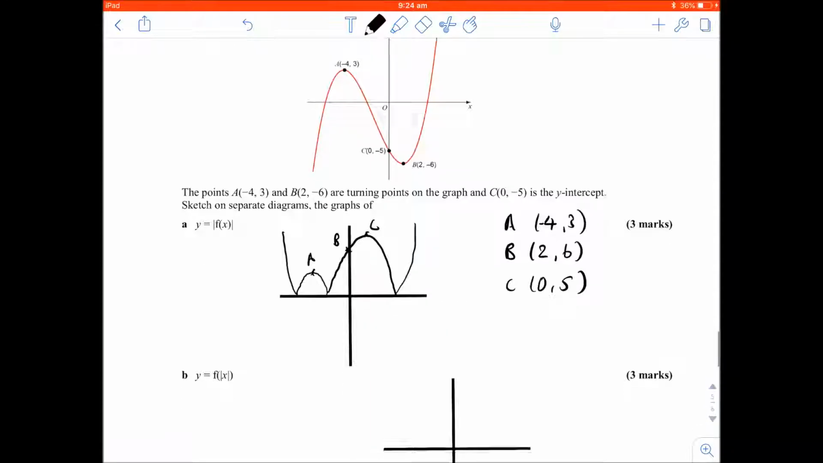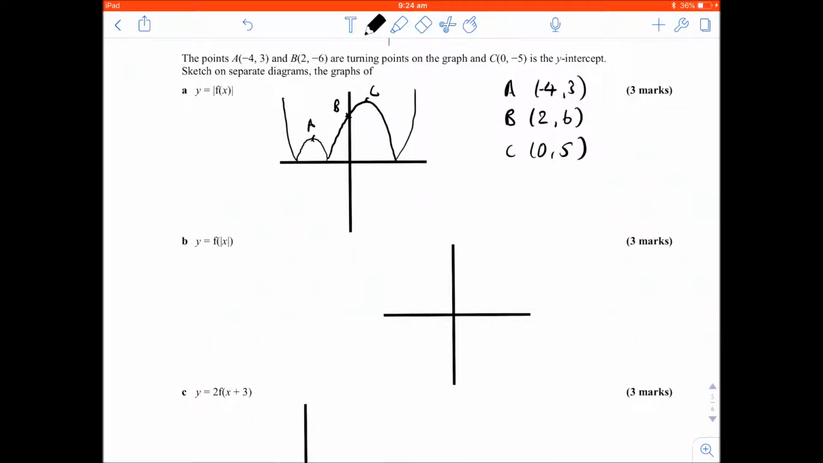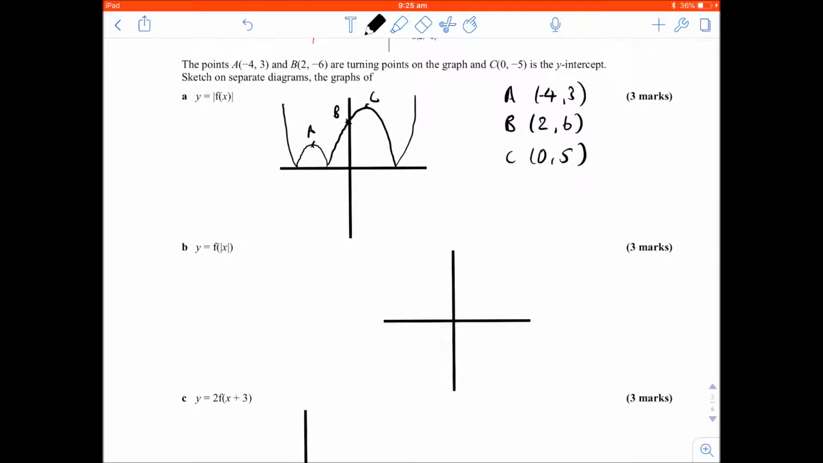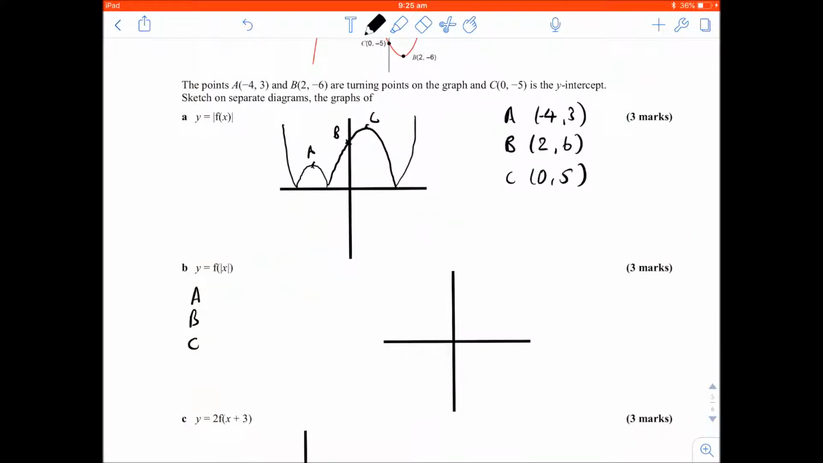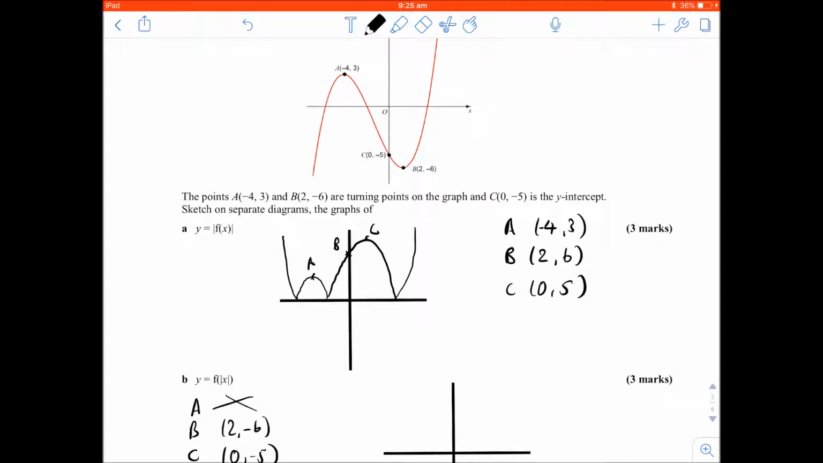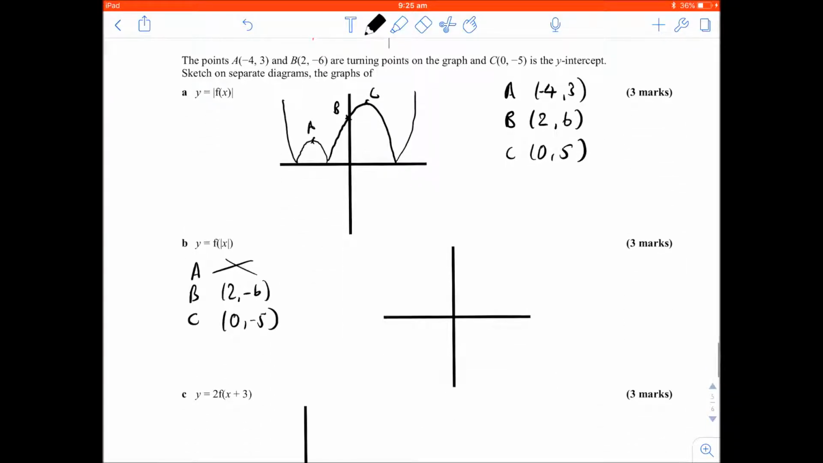Now looking at part B, we've got the modulus again, but this time the modulus is inside the bracket, so it's going to affect the x coordinates. So what this means is that any negative x's get put in and get turned positive automatically. So what we're going to have is we've got our A, B and C values. Now for B and C, B 2, minus 6, nothing's going to change there because the x is already positive. C 0, minus 5, nothing's going to change there because the x is positive. However, the A is going to completely change. Now we don't know what the corresponding value of A is when A is positive 4, so we can't actually put a coordinate in like that.